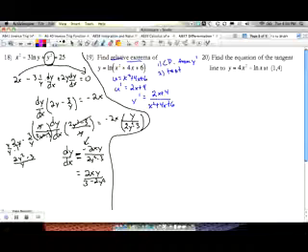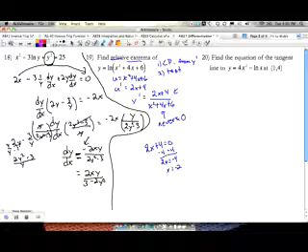Well, I know, just from my own experience, that this bottom piece doesn't have any roots. You could even check that by doing the discriminant, b squared minus 4ac, and you would find that it's an imaginary number. Therefore, this bottom never equals 0, unless you use imaginary numbers, but in calculus we don't. This top, however, can equal 0. When does 2x plus 4 equal 0? When 2x equals negative 4, or when x equals negative 2. So there's my critical point.